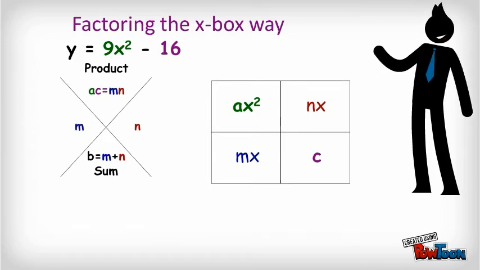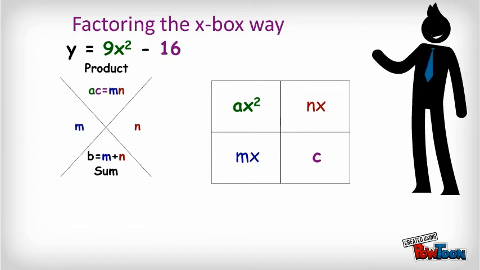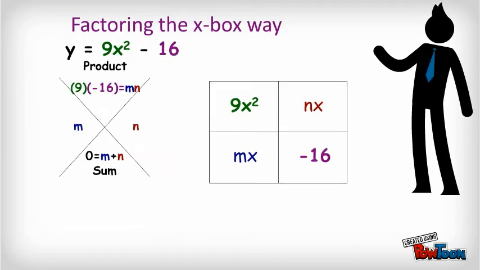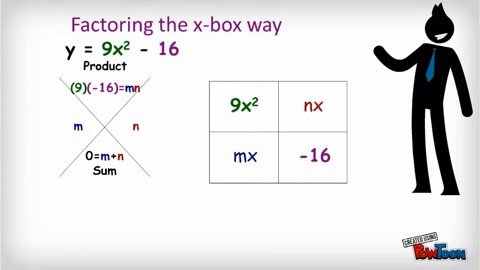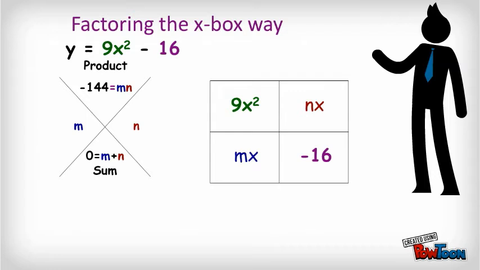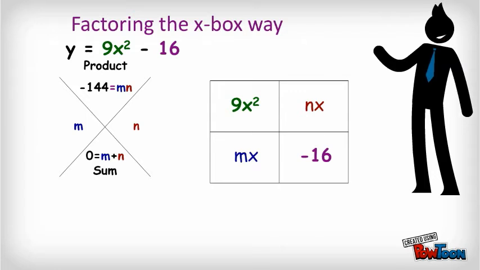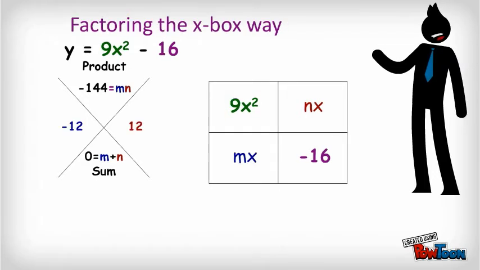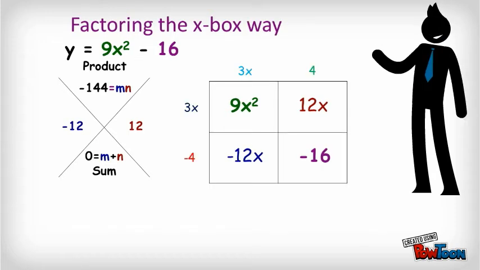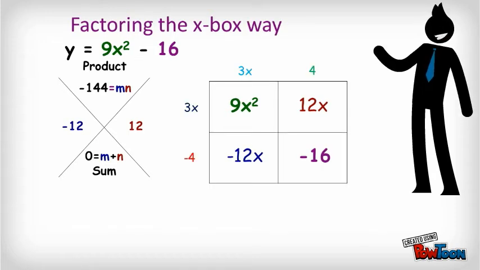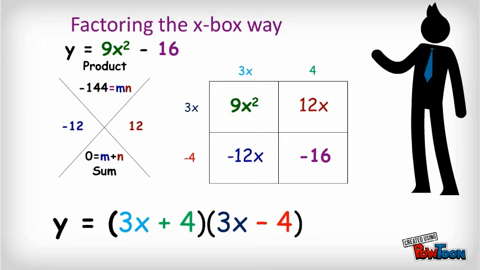Here's a special problem. There's no middle term, so b is 0. The top of the X becomes 9 times negative 16, the bottom is 0. The corners are 9x squared and negative 16. You get negative 144. Look for two numbers that multiply to be negative 144 but add up to be 0. Negative 12, positive 12. Put them in the other corners of the box for the x's. And then look for GCFs across the top and bottom, up and down. You get 3x and minus 4 down the side and 3x plus 4 across the top, and there's your answer.